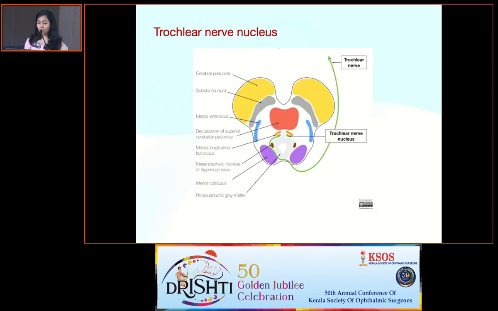Going to the trochlear nerve nucleus, it's located in the midbrain, but it's at the inferior colliculus, and it is the only nerve that exits through the dorsal portion of the midbrain, and it's the longest and the slenderest nerve.